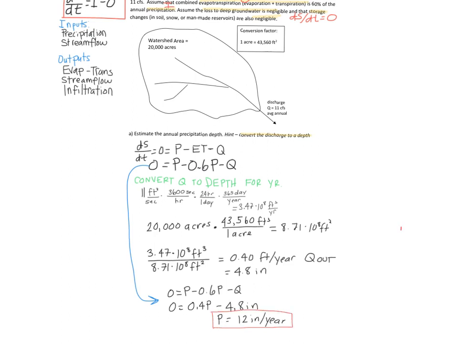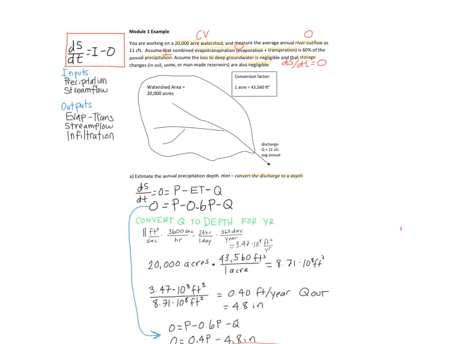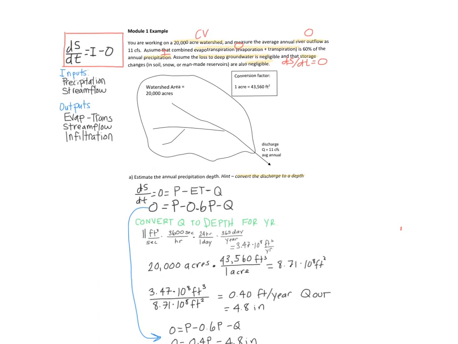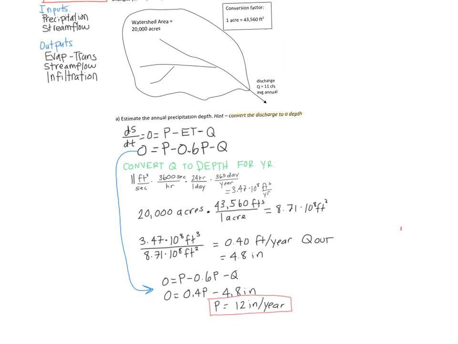So what does this mean exactly? Let's scroll back up here to our problem statement where it asks us to estimate the annual precipitation depth over the whole watershed. So we found that based on what we know, that we lose 60% of our rainfall to evapotranspiration, and that there's an annual average discharge of 11 cubic feet per second out of the watershed. We can use this information to estimate that the amount of rain that falls over the year is 12 inches per year.